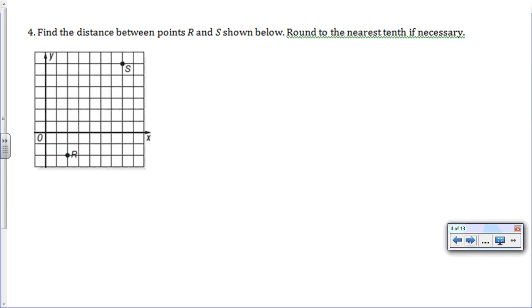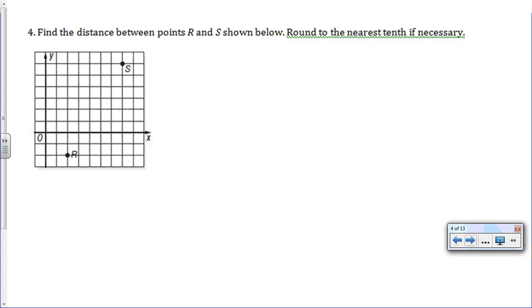Alright, number 4. Find the distance between points R and S shown below. Round to the nearest tenth if necessary. This is another one of those problems where you could use the distance or Pythagorean theorem. My only caution about using the distance formula on this one is you actually have to go through and find the ordered pairs. Which again, remember, the more steps you add in, the greater chance you're going to miss something or mess something up. So with this kind of problem, because I'm not given my ordered pairs, I would probably stick with the Pythagorean theorem. But I'm going to show you how to do both just in case.